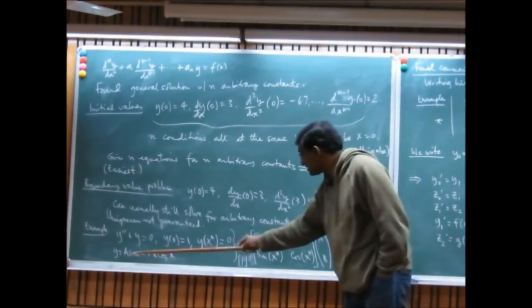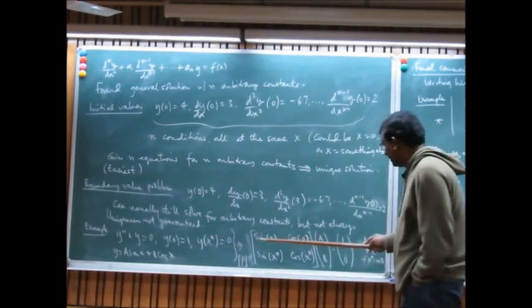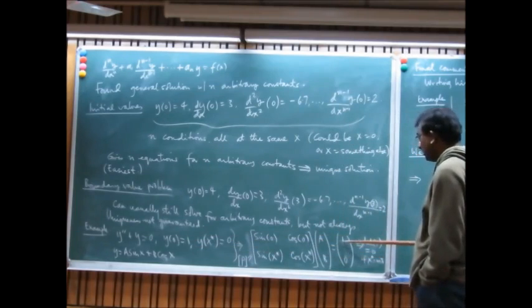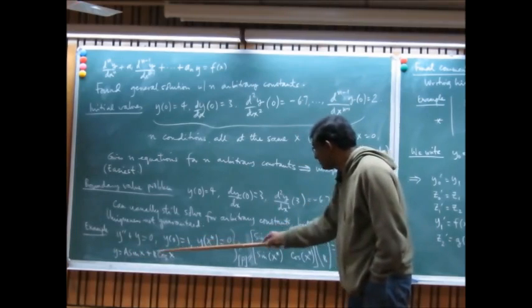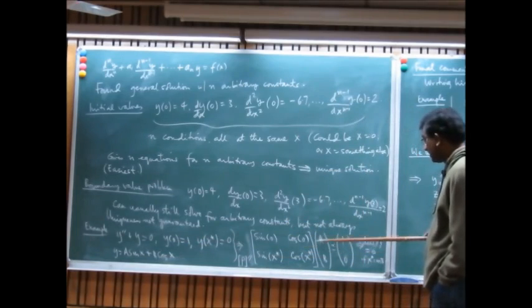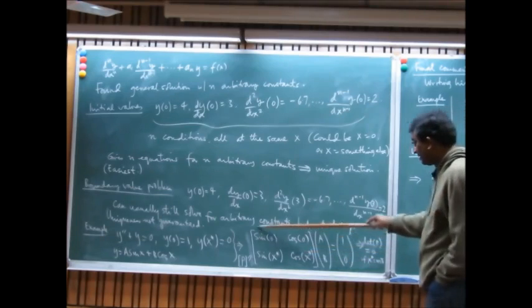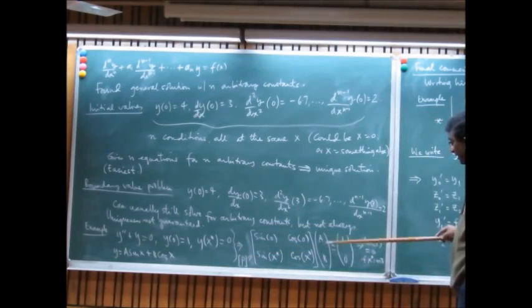What we get is a sin 0 plus b cos 0 is equal to 1. I am writing it as sin of 0 times a plus cos of 0 times b is equal to 1. Similarly, a sin x star plus b cos x star is equal to 0. I am writing as sin of x star times a plus cos of x star times b is equal to 0. This coefficient matrix, I am calling it P for the moment. A and B is the vector of unknowns or column matrix of unknowns. This is the right hand side.